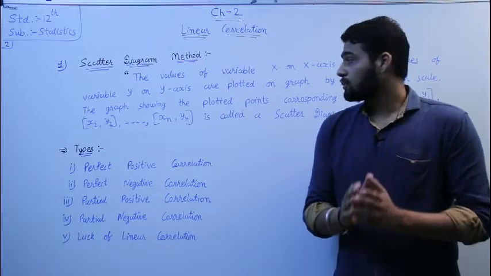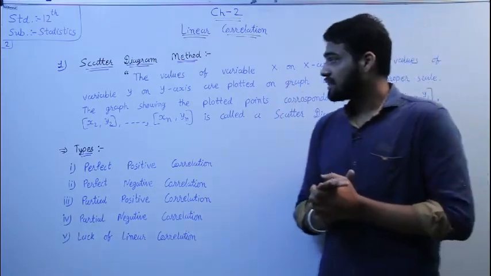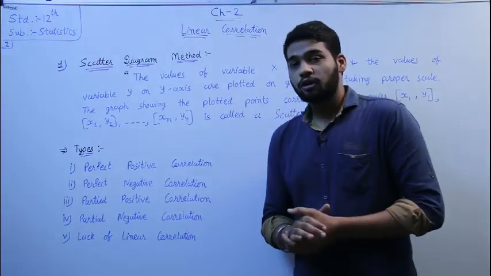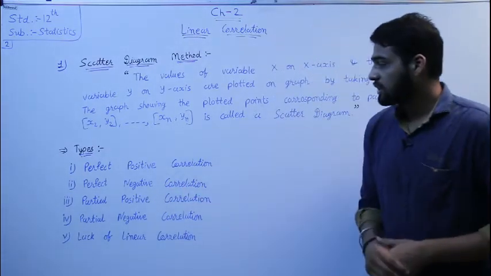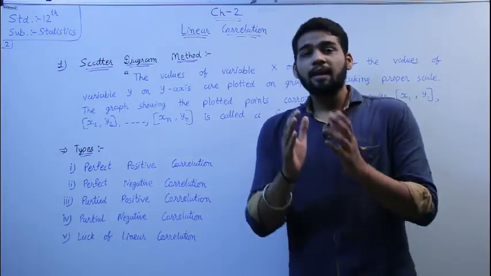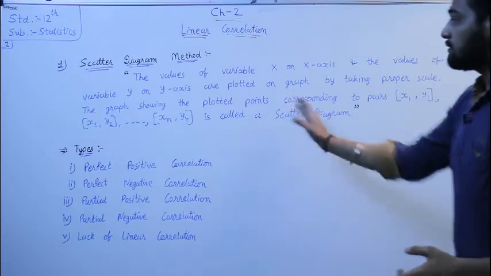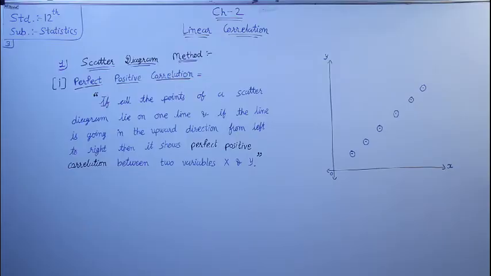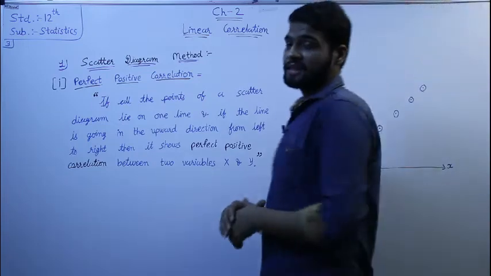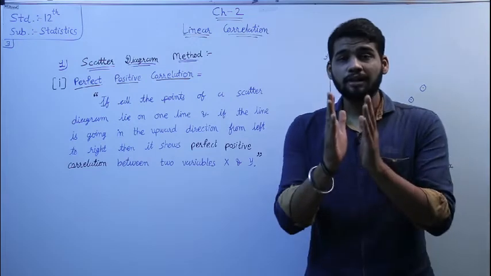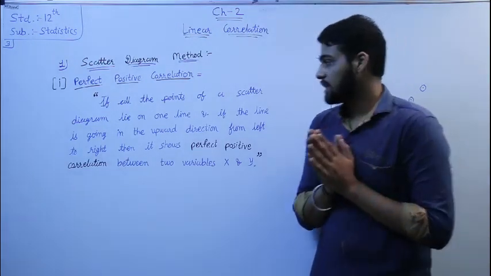Please note down this definition and these types in your notebook. Let me start with the first type, perfect positive correlation, and understand it by example. The first type of scatter diagram method is perfect positive correlation. So what is perfect positive correlation?